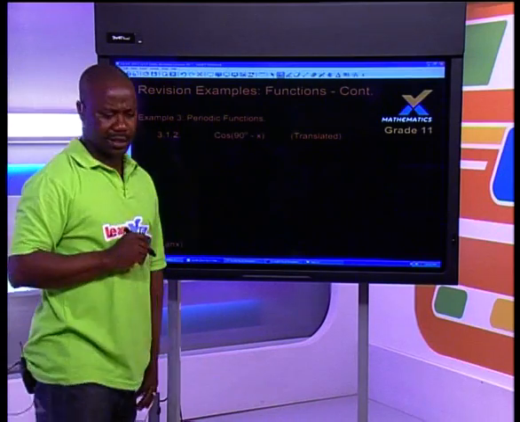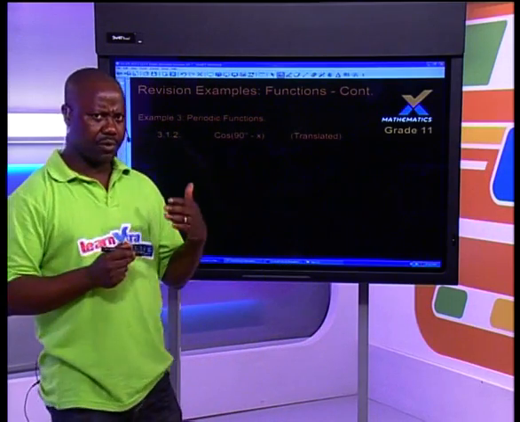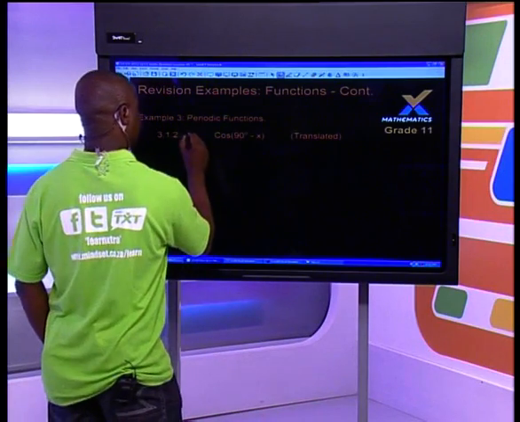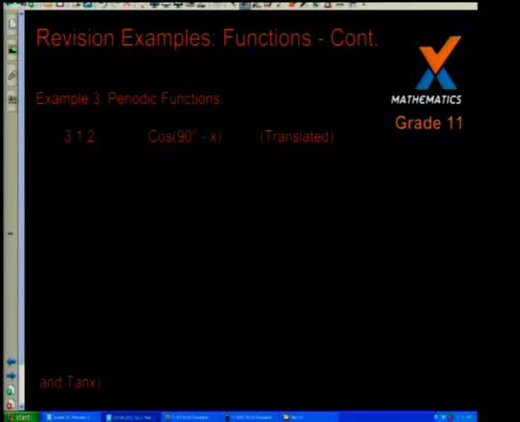Next one, it's another type of translation. We did a vertical translation. Now I'm looking at a horizontal translation. You will see that I'm going to affect the x because that is the x-axis. So if you have y equals cos of 90 minus x, what is going to come out is that this determines by how much you have shifted your graph in the horizontal direction.